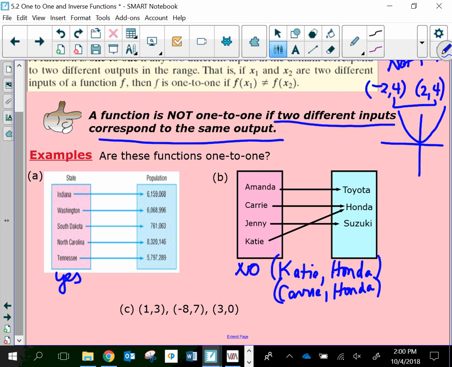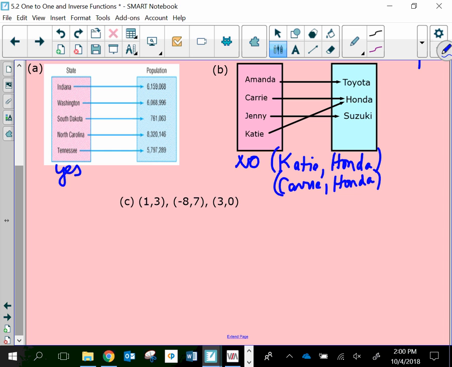Okay. What about part C? Don't say it out loud. Okay. Yes or no, Riley? Perfect child, Riley Warren. Yes, it's 1 to 1. And what are you looking at? Each y has a different x. Each x has a different y, vice versa. Okay. All right, very good.